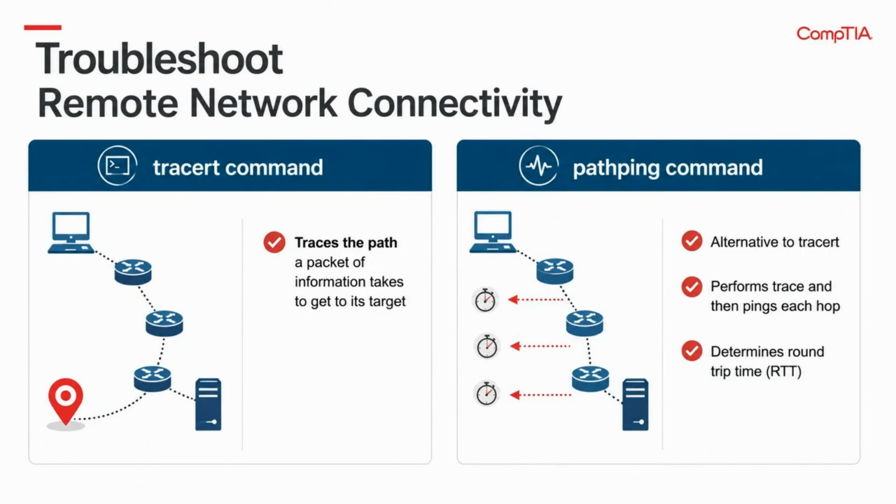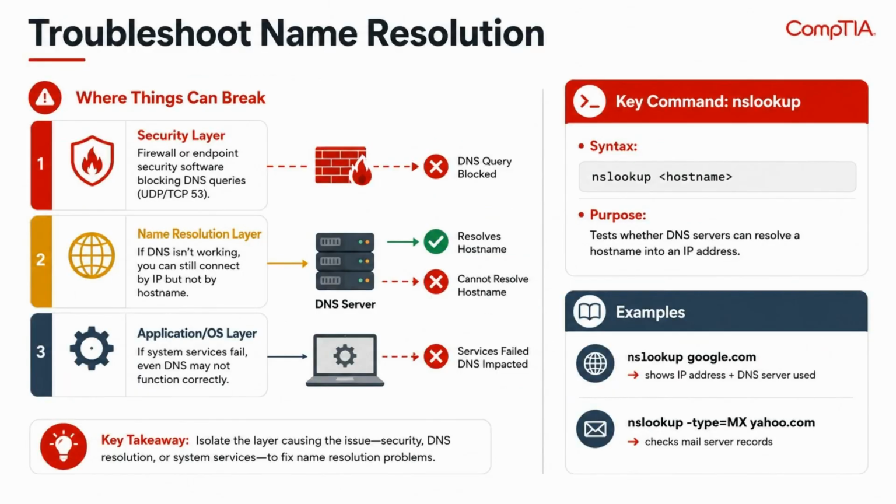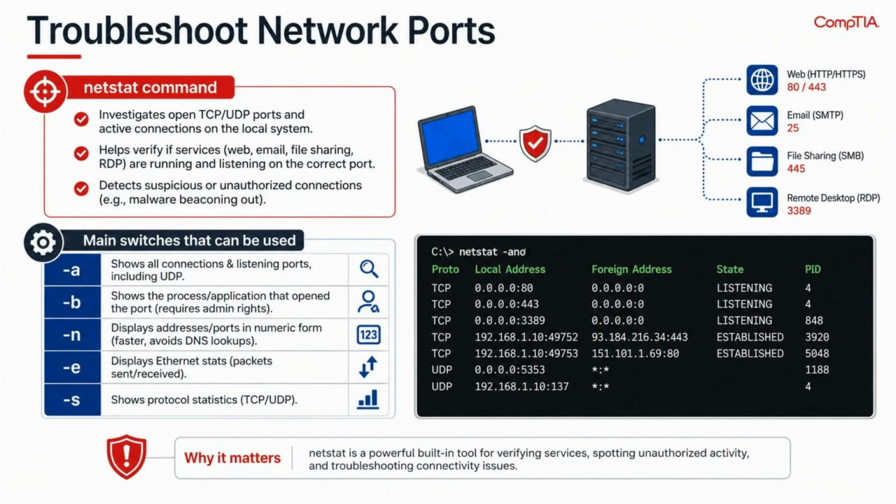The tracert command traces the path a packet takes to its target, while pathping serves as an alternative that pings each hop and determines the round-trip time. When troubleshooting name resolution, consider the security layer, name resolution layer, or application layer. The nslookup command is essential for testing if DNS servers can correctly resolve host names to IP addresses. The netstat command is powerful for investigating open ports and active connections. By using specific switches, you can identify which services are running and detect potential unauthorized activity on your local system.